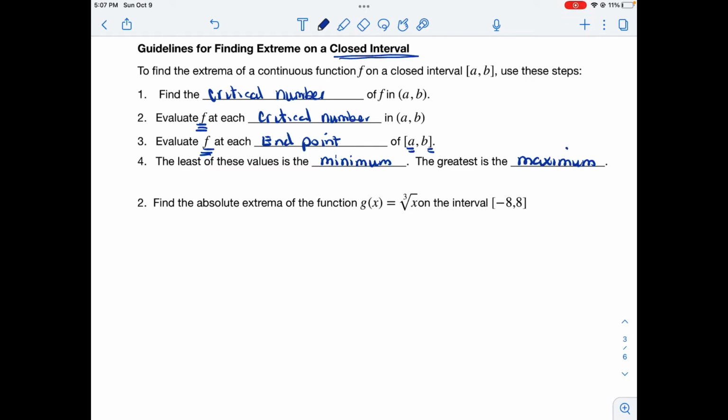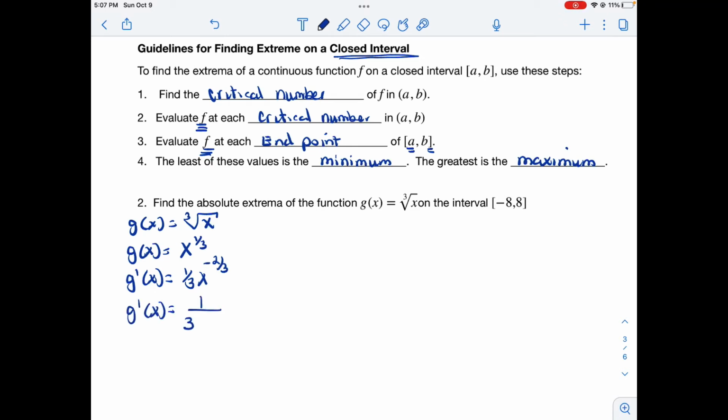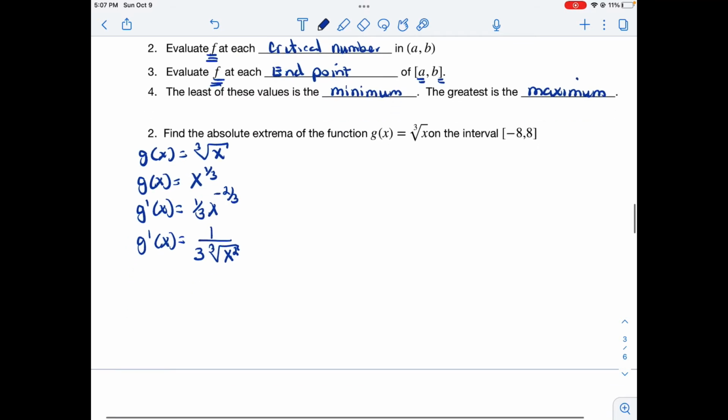So let's try our first example here. I'm going to start by finding the derivative of g of x. Now, in order to differentiate a cube root, I need to rewrite this as x to the 1/3 power. Then using my power rule, I get that the derivative is equal to 1/3 x to the -2/3. And then let's get rid of our negative exponent by moving the x down and put it back in radical form. And then get my critical values. That's when our derivative is equal to 0 or when our derivative does not exist.